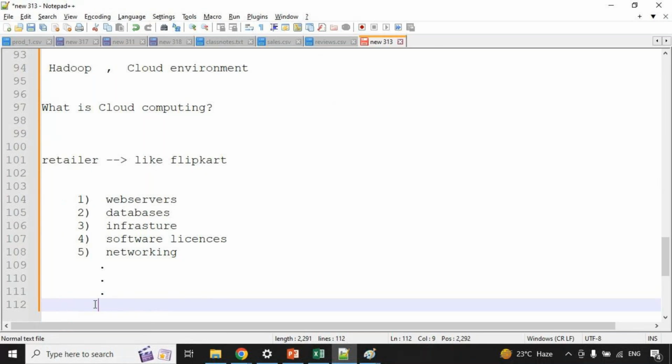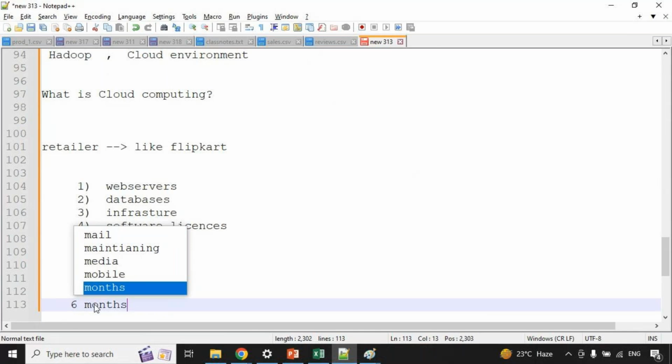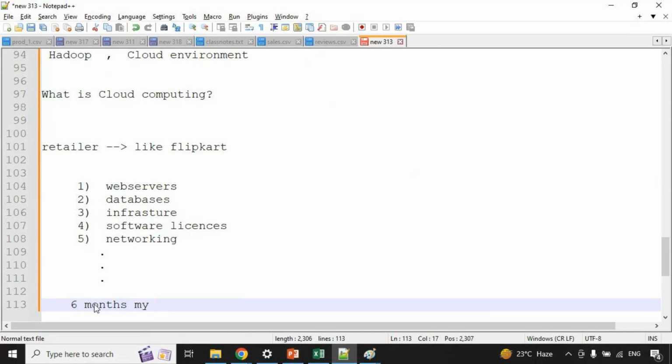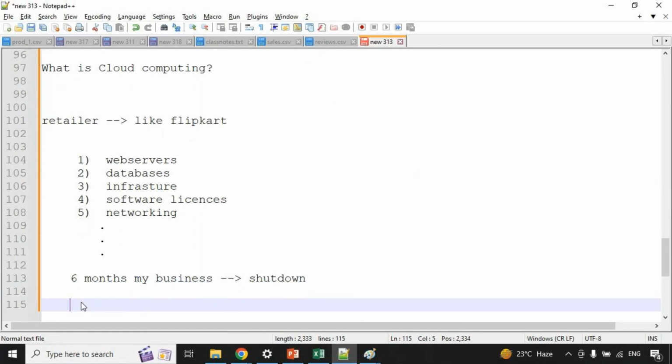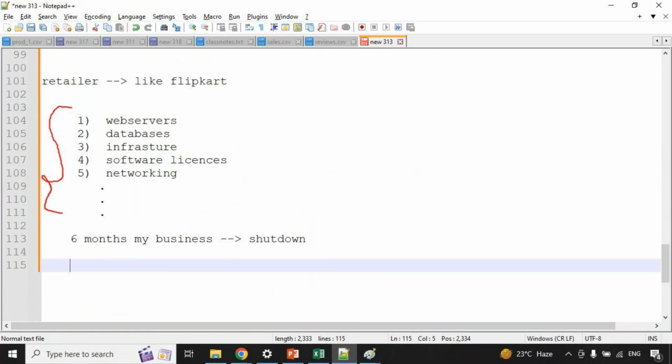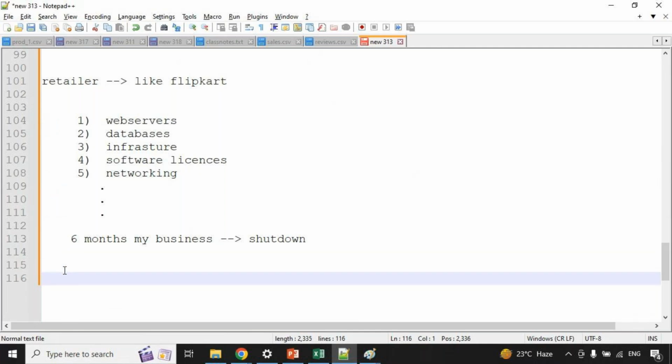Now what happens is, after 6 months my business is not as expected. The profits are not as expected, so I want to shut this down. Then whatever you spent, the amount you invested, everything will be gone. So instead of maintaining your own environment, I can go for cloud.